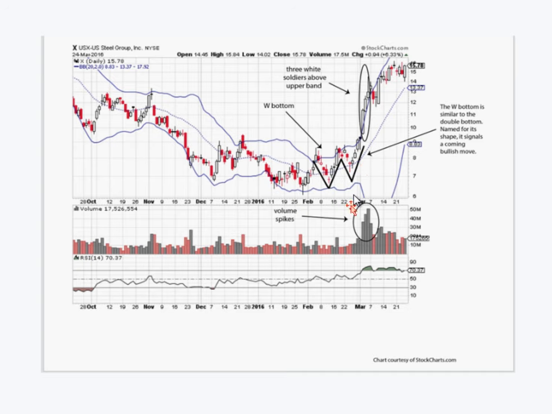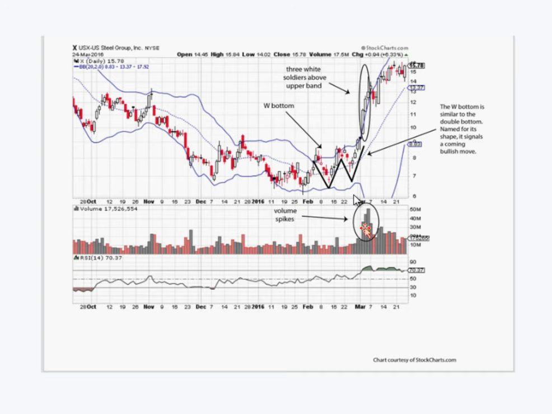And you have a couple of other signals that confirm this, actually three other signals. You have the three white soldiers above the upper bands, which is a strong bullish signal. It's confirmed by a set of volume spikes that are about twice as much as even the largest spike from the past 6 months. And then you also have the momentum, measured by relative strength index, going into overbought, which is kind of a contrary signal because a lot of times momentum will give off a false signal because the move is so extreme and so fast.